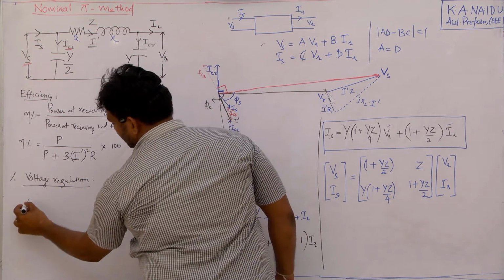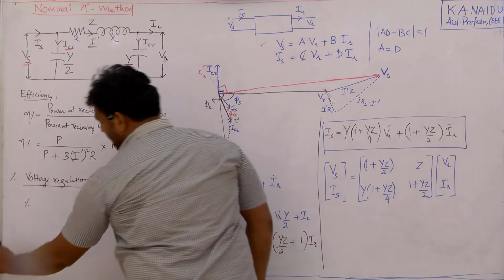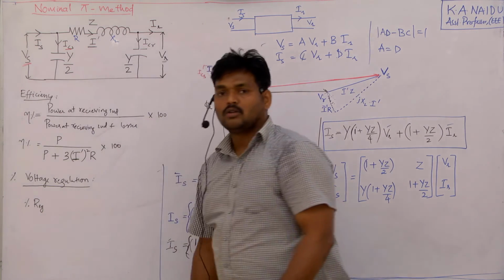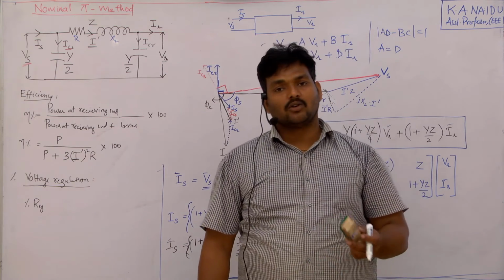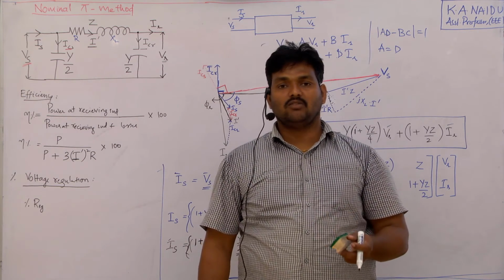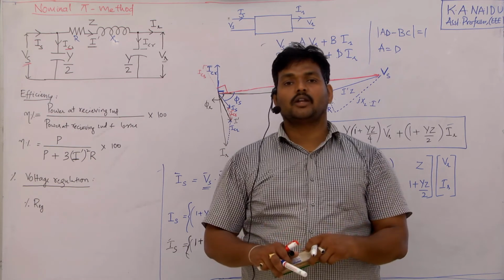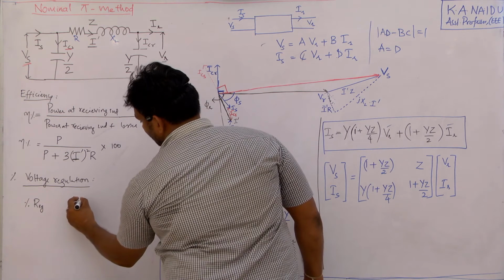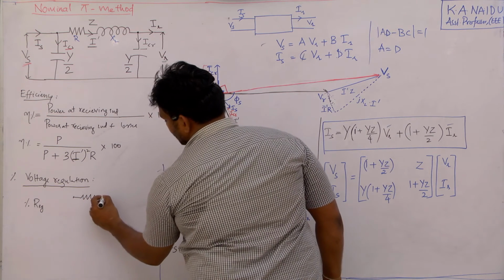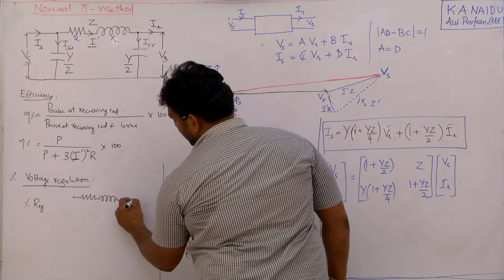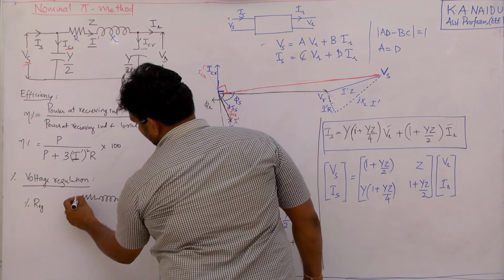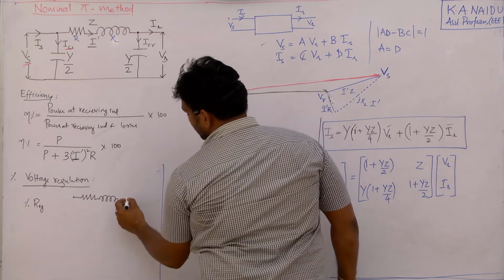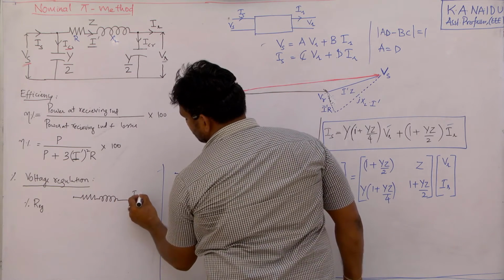So percentage regulation, we know that it is defined as voltage at the receiving end at no load minus voltage at the receiving end at full load, upon the full load rated receiving end voltage. So in order to do that, let us draw the circuit to find out the no load voltage, that is, the voltage across the receiving end at no load. If there is no load, you can take IR equal to 0.